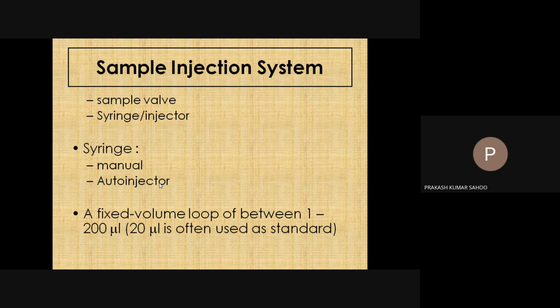A fixed volume loop of between 1 to 200 microliter, 20 microliter is often used as a standard. So this is the standard volume loop which is very much fixed in the sample injection system.